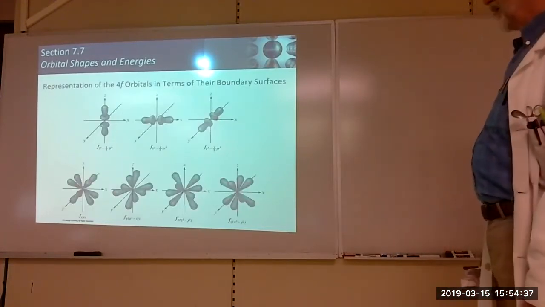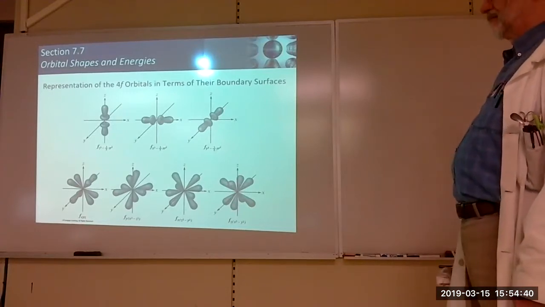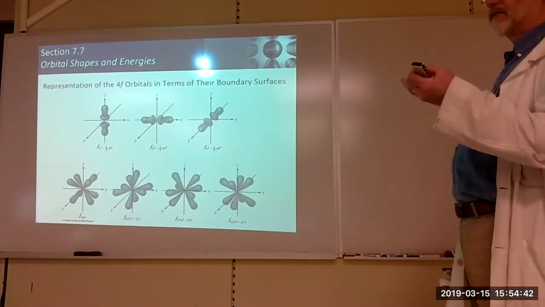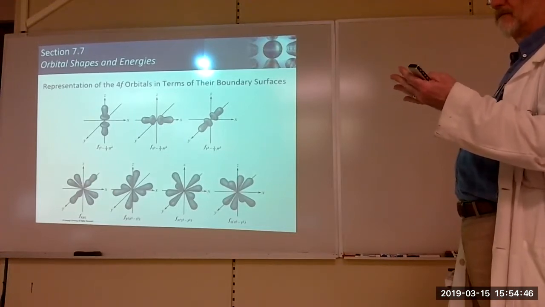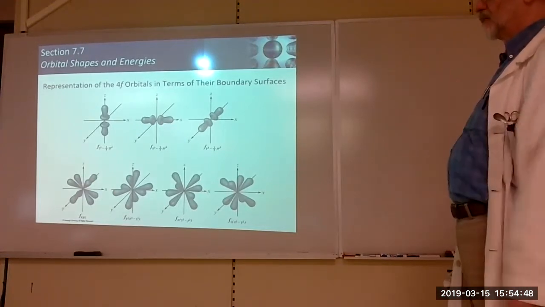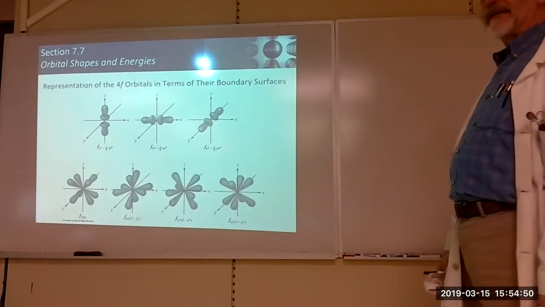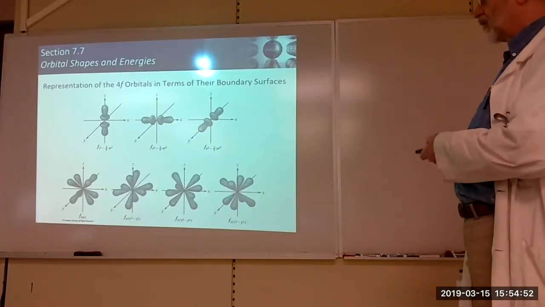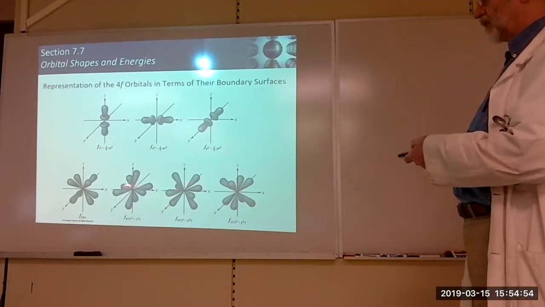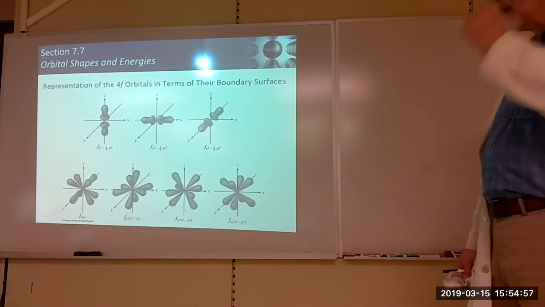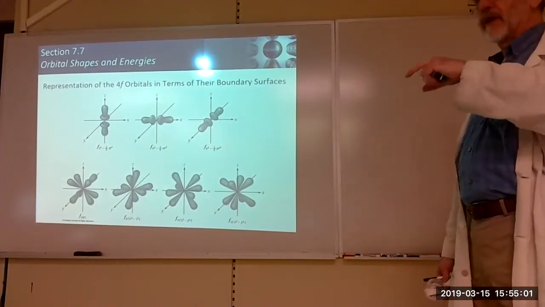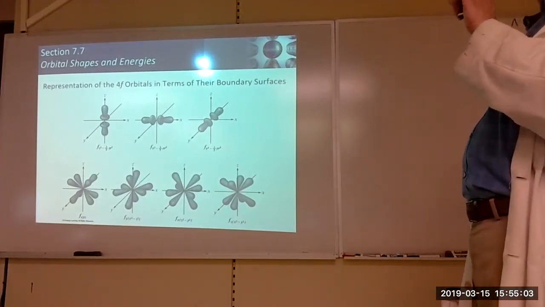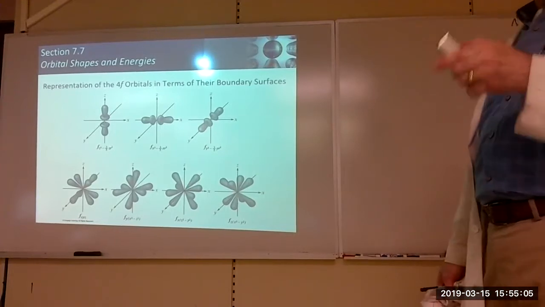Okay, so the f's. s, p, d, f, where l is equal to 3. You can have 7 possible m sub l values: minus 3, minus 2, minus 1, 0, 1, 2, 3. Now, the total number of available orbitals does help explain some things, and we'll talk about that when we get to the periodic table.